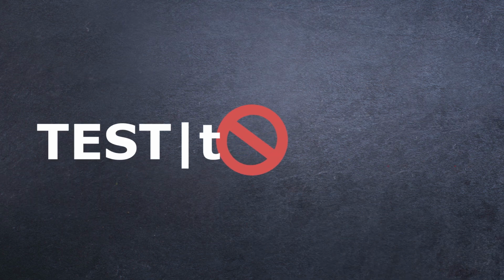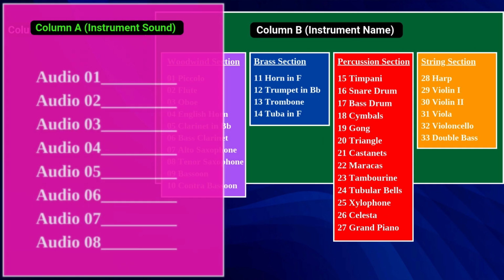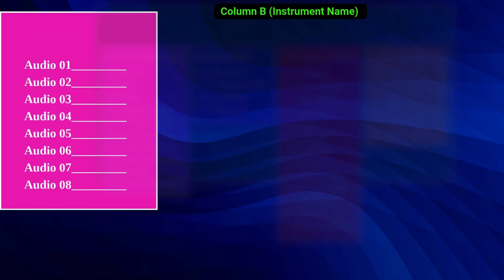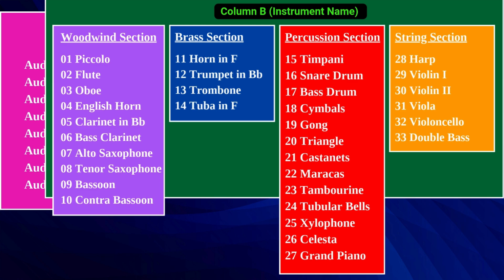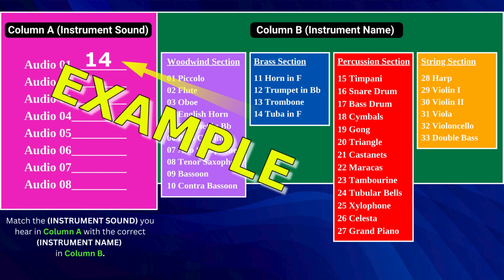Since this is a test, no answers will be provided in the video. You will need to match the audio file in column A, which is the instrument sound, with the corresponding instrument name in column B by writing the number of the instrument name next to the correct audio file. I will be uploading the answers in a separate video, but it will only be available for a limited time, so be sure to watch for that.